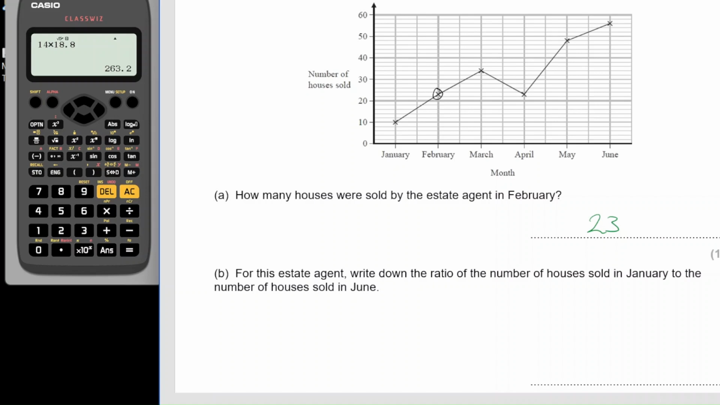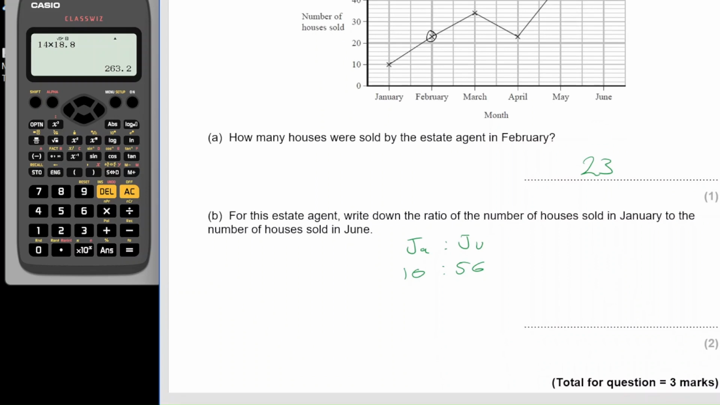For the estate agent, write down the ratio of the number of houses sold in January to the number of houses sold in June. So in January there were 10 sold, and in June there were 56 sold. It doesn't ask for it in its simplest form, so I'm just going to keep it simple, and I'm sure that 5 to 23 would be fine. I might have misspoken there. 5 to 28, I think, would have been fine.